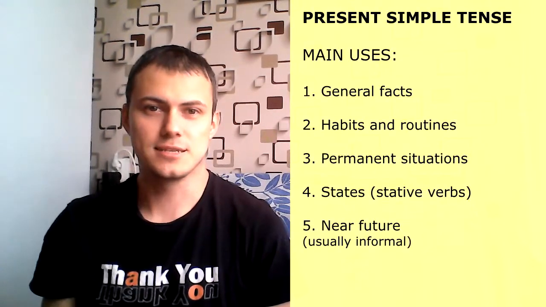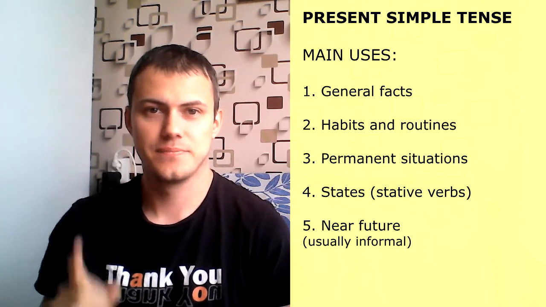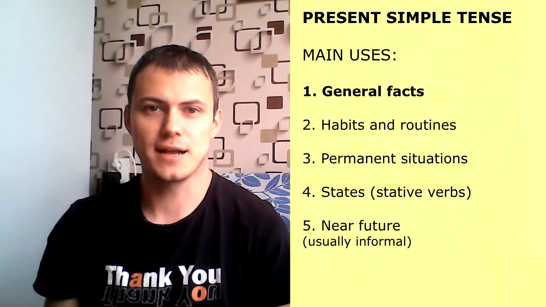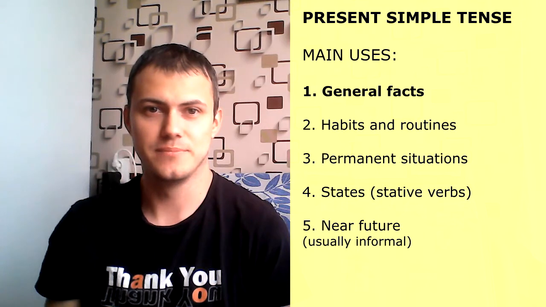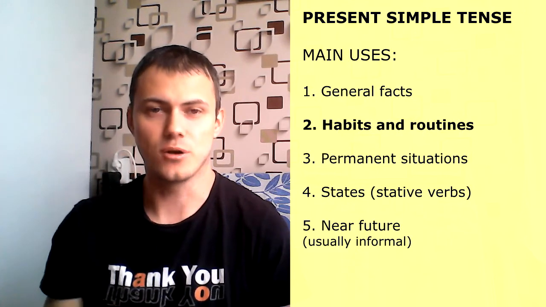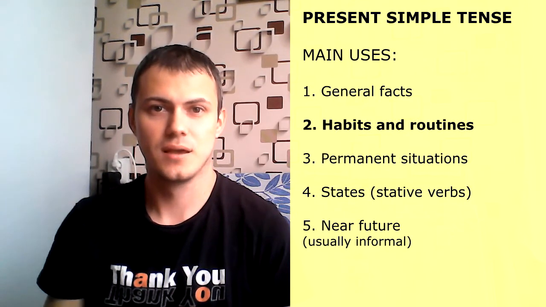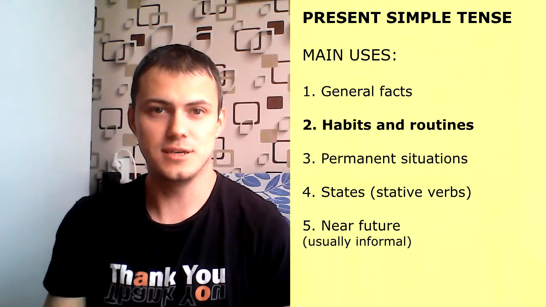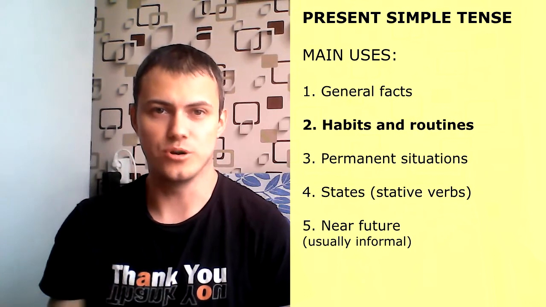So, in this lesson, we learned 5 uses of the present simple tense. First, general facts about the world. Birds fly, pigs don't fly. Do pigs fly? No, pigs don't fly. Second, regular habits and routines. I drink coffee every morning. Do I drink tea every morning? No, I drink coffee every morning.